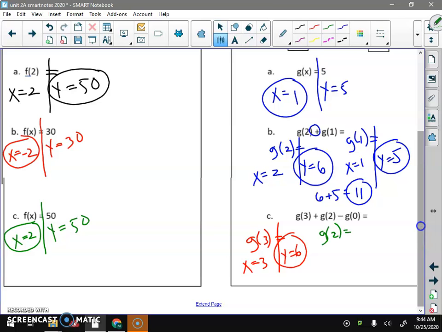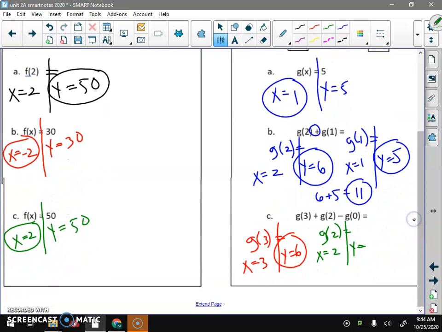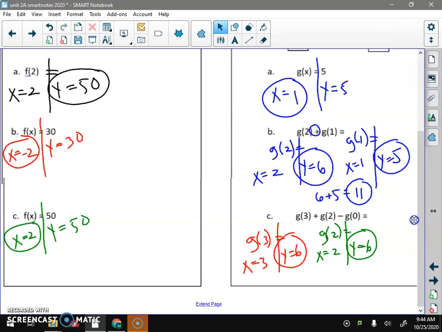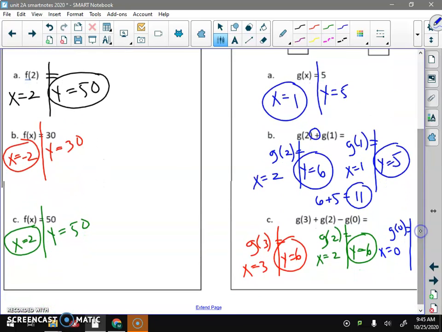Love this question. x equals 2. What does y equal? Go up to my table. 2 points to 6. I'm running out of room, but I can fit it. g of 0. Love this work. What kind of work we want you to show us? x equals 0. What does y equal? y equals 4. And then the end of my screen.